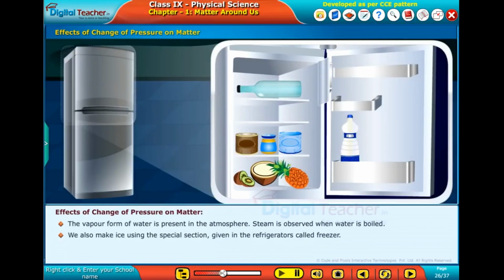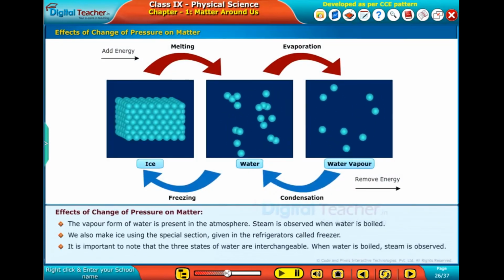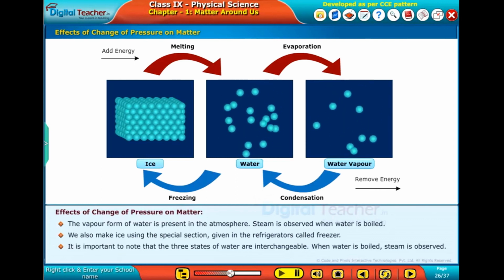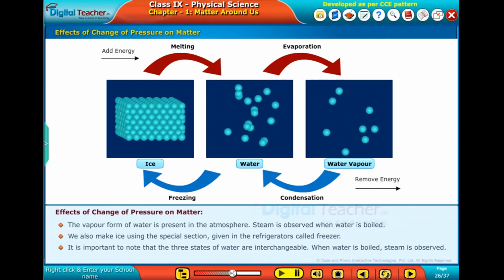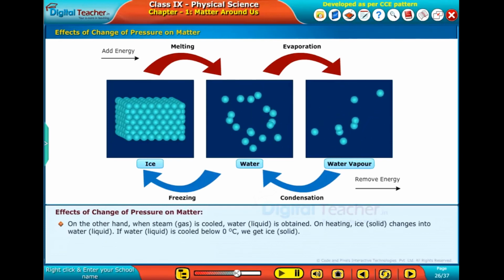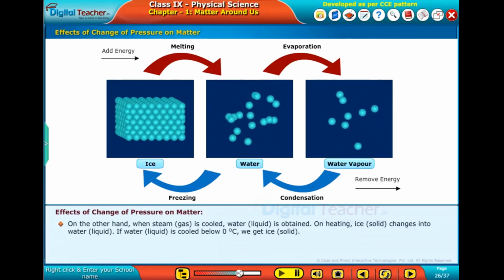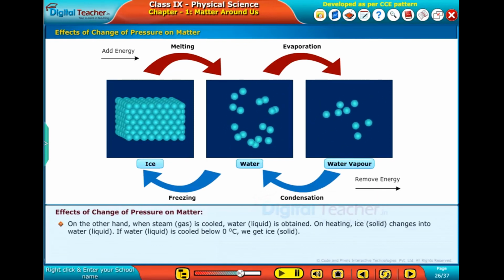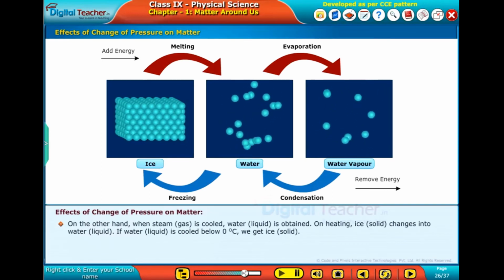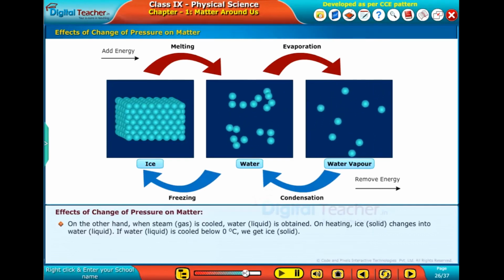We also make ice using the special section given in the refrigerators called freezer. It is important to note that the 3 states of water are interchangeable. When water is boiled, steam is observed. On the other hand, when steam, that is gas, is cooled, water, that is liquid, is obtained. On heating, ice, that is solid, changes into water, that is liquid. If water, that is liquid, is cooled below 0 degrees centigrade, we get ice, that is solid.